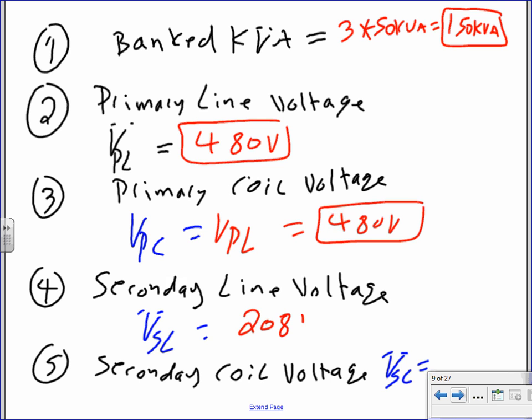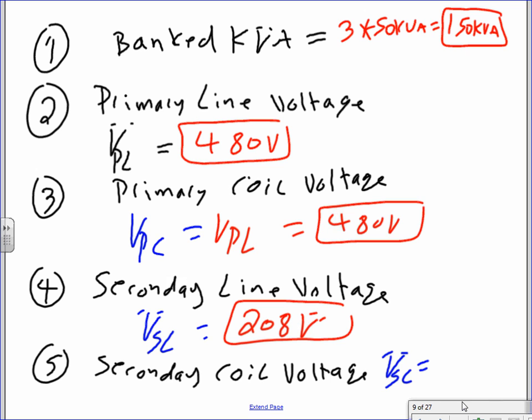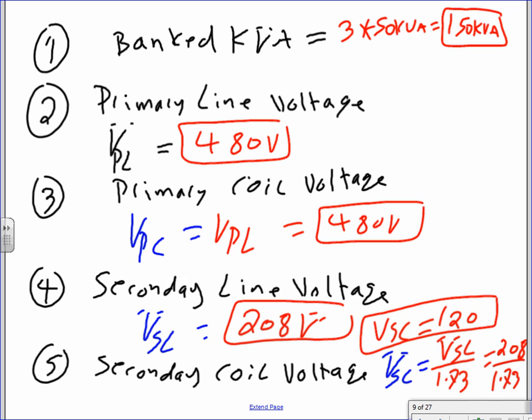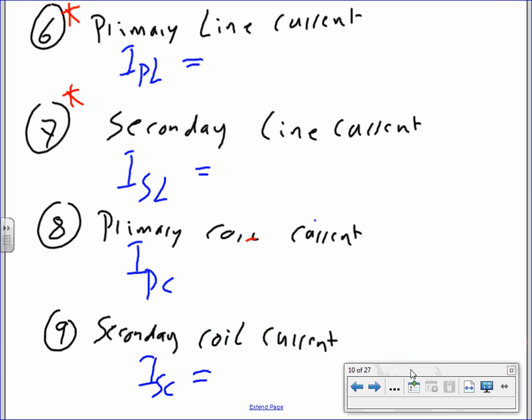208 volt, the highest voltage. How about the secondary coil voltage? Secondary coil voltage, if you want to do the formula for it, equals V secondary line divided by 1.73. So 208 divided by 1.73 will get you V secondary coil as 120. If you do the math, the V secondary voltage is 120. Cool. Any comments, any questions? Straightforward, right? Yes, no? Straightforward. So let's go directly into the next one.